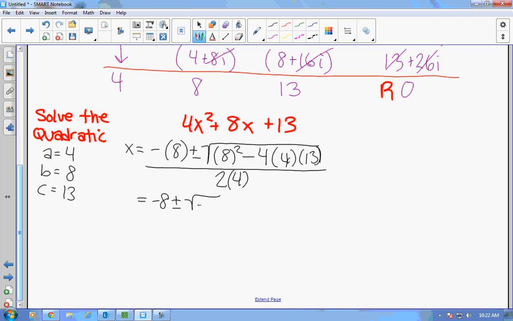Okay, root negative 144. Since it is negative, we are expecting two imaginary solutions, which is why the factoring wouldn't work. Okay, equals negative 8 plus or minus, what's the square root of negative 144? Plus or minus 12i. 12i over 8.